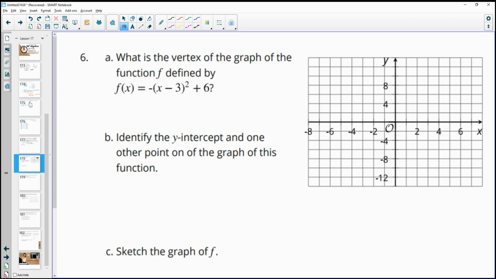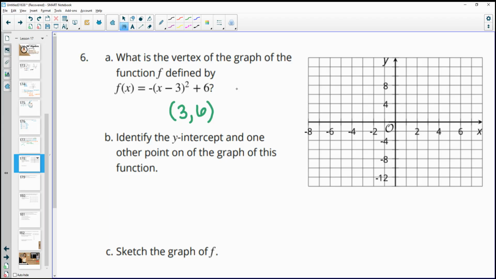Number 6, what is the vertex of the graph of this function? So we want the opposite of this x value. So this says x minus 3. So 3 is going to be our x coordinate. And then the number outside here is our y coordinate. So 3, 6 is our vertex.